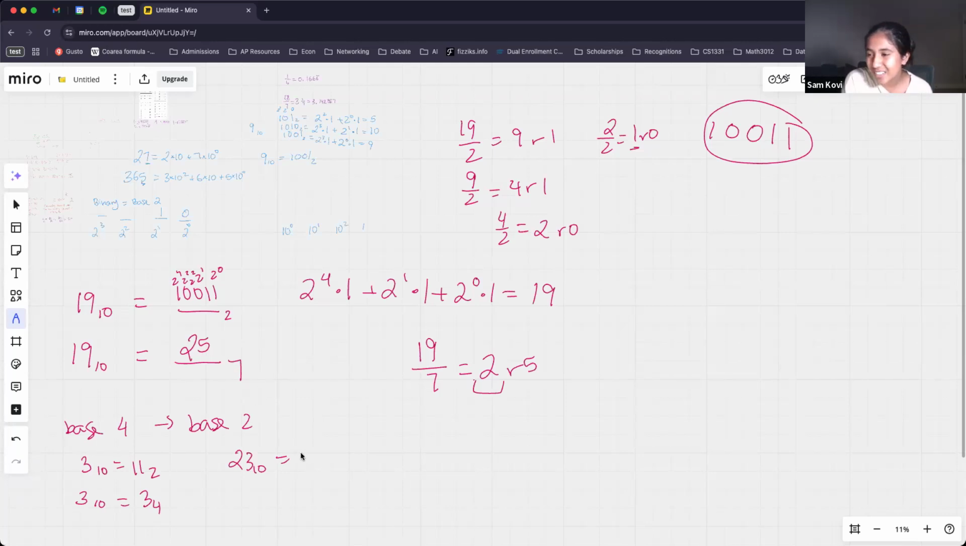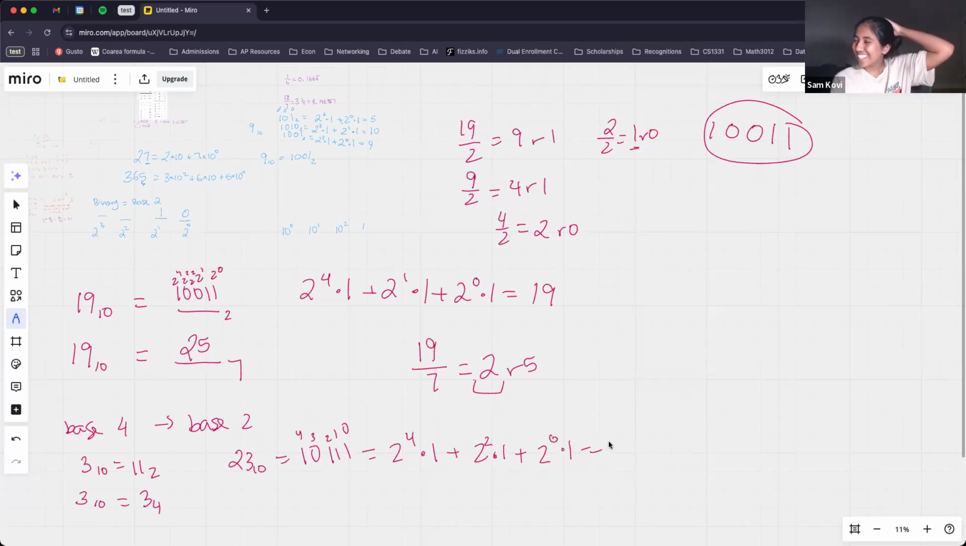Okay, I see 1, 0, 1, 1, 1. Okay, let's take a look at this. So this first digit is the 0th, 1st, 2nd, 3rd, 4th. So we have 2 to the power of 4 times 1 plus 2 to the power of 2 times 1 plus 2 to the power of 0 times 1. Awesome, sorry. And that's going to be 23. Good, awesome sauce.